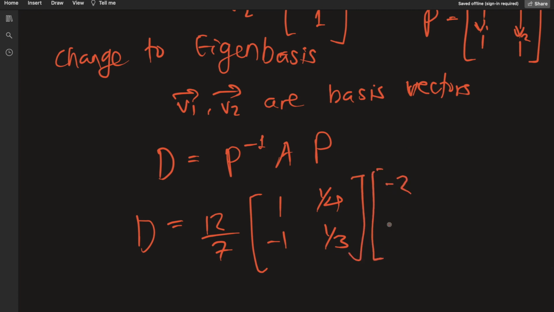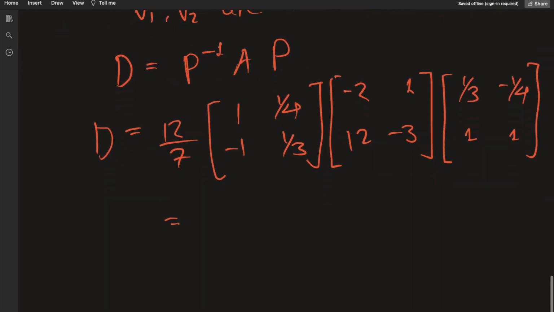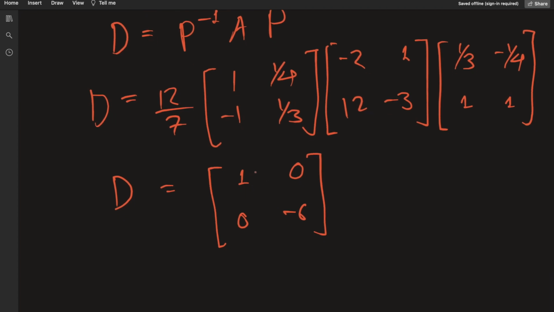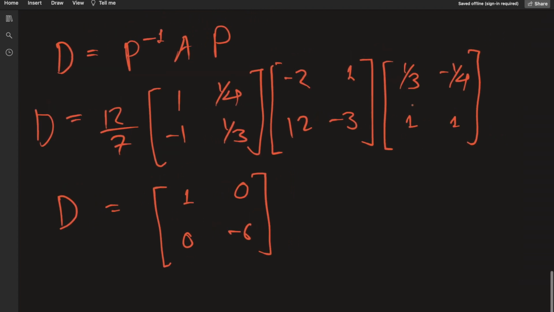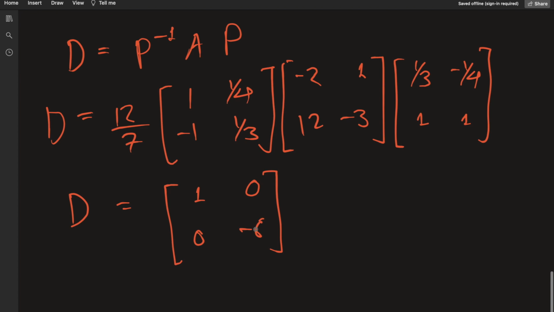A was -2 12, 1 -3, 1/3 1, -1/4 1. If you multiply out everything, what you simply get is 1 0 0 -6. That's D. And if you notice closely, 1 is the eigenvalue corresponding to the first column of the transition matrix, the first eigenvector, and -6, the second diagonal element, corresponds to the second eigenvector.